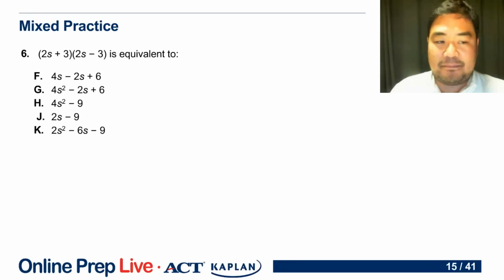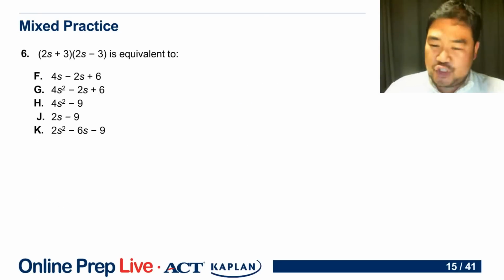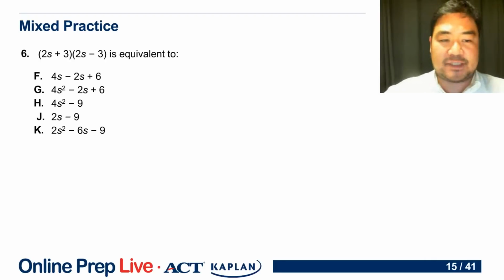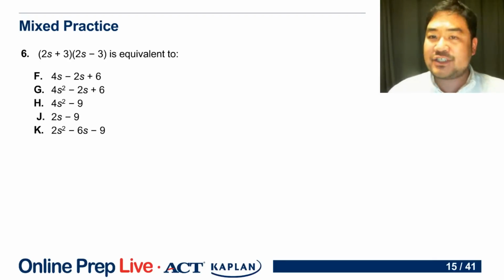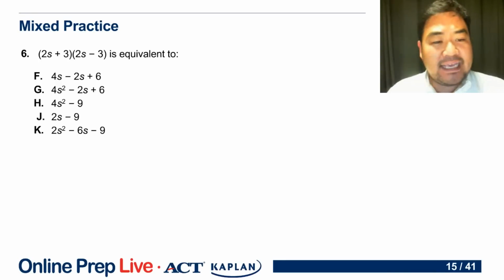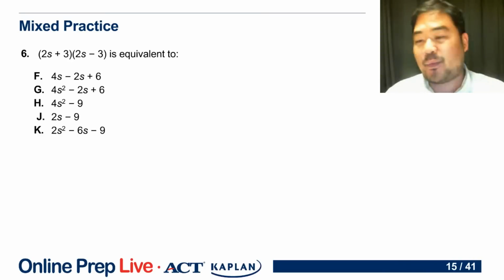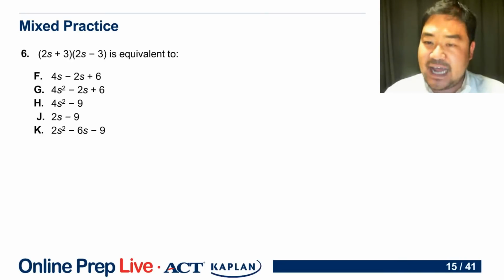Let's take a look at number 6 here. 2s plus 3 times 2s minus 3 is equivalent to what? Let me ask you guys this first. Let's see if we're already on the road to becoming ACT experts. What is this question ultimately testing you on? What's the mathematical concept that we covered earlier that they're really seeing how well you understand? What's the concept here that we're really looking at?